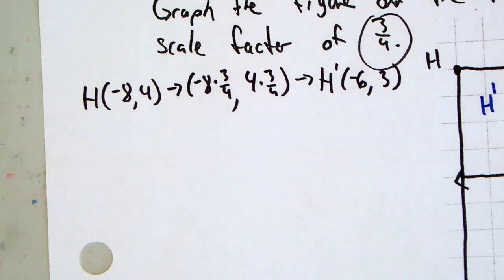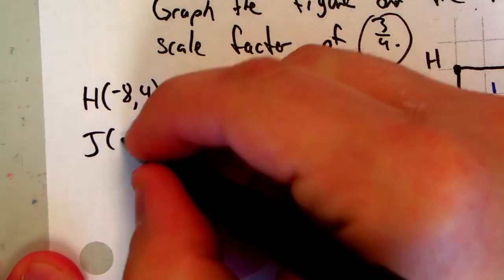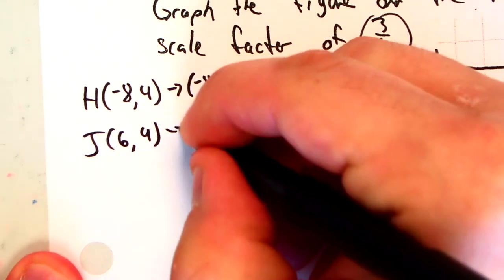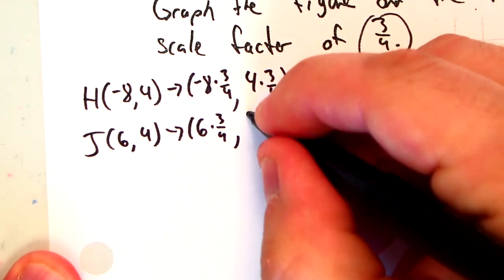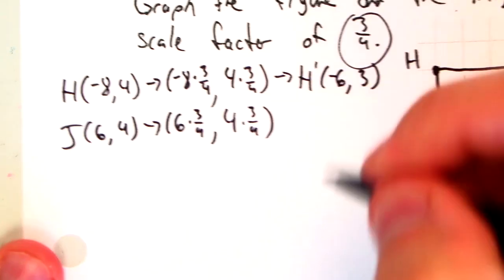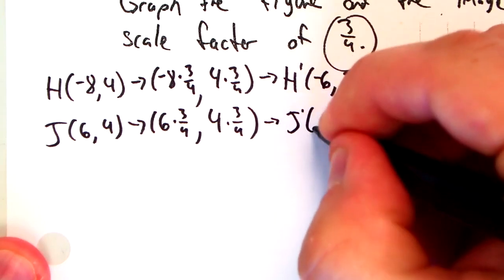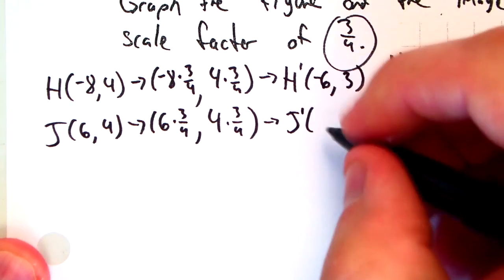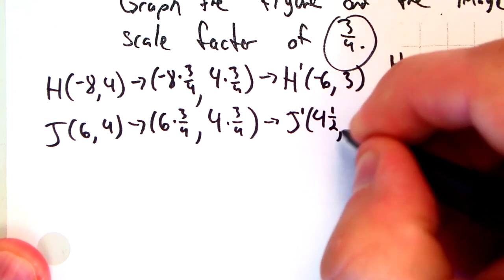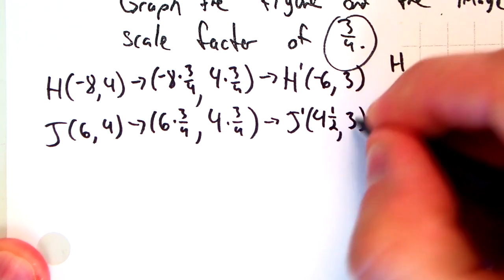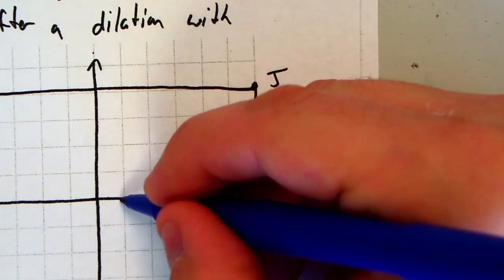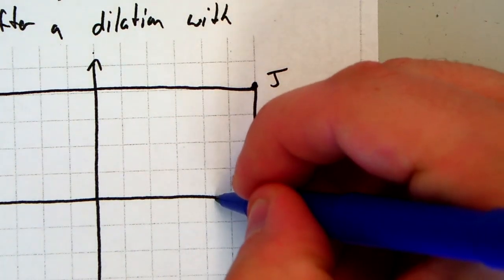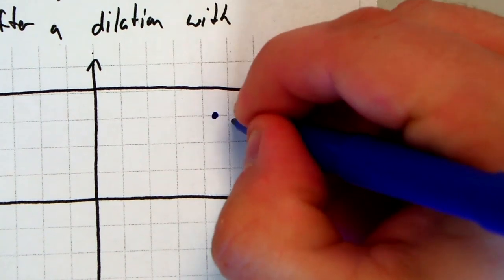J, which was originally (6, 4), we're going to do the same exact thing: 6 times 3/4 and 4 times 3/4. So J prime becomes 6 times 3/4 is 4.5, and 4 times 3/4 is still 3. So graphing this ordered pair then, to the right 4.5, which means I go 1, 2, 3, 4, and halfway between 4 and 5, and up 3. So here is J prime.